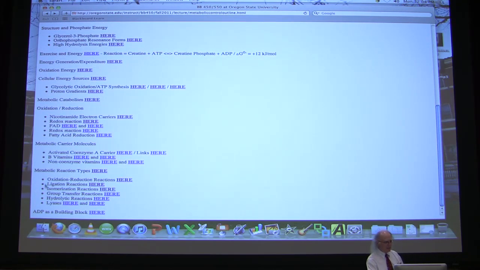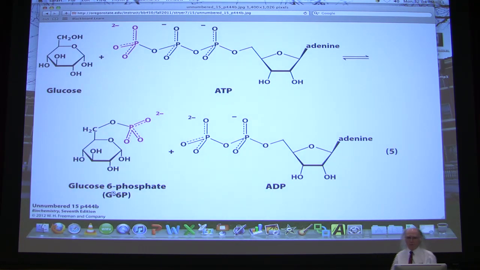Slightly different than the ones I gave in the table. I would prefer that you use my categorizations than the one that's in that table. Group transfer. Group transfer may not sound very intuitive by its name, but it basically involves the movement of a portion of one molecule to another molecule. Notice I said a portion of one molecule to another molecule.